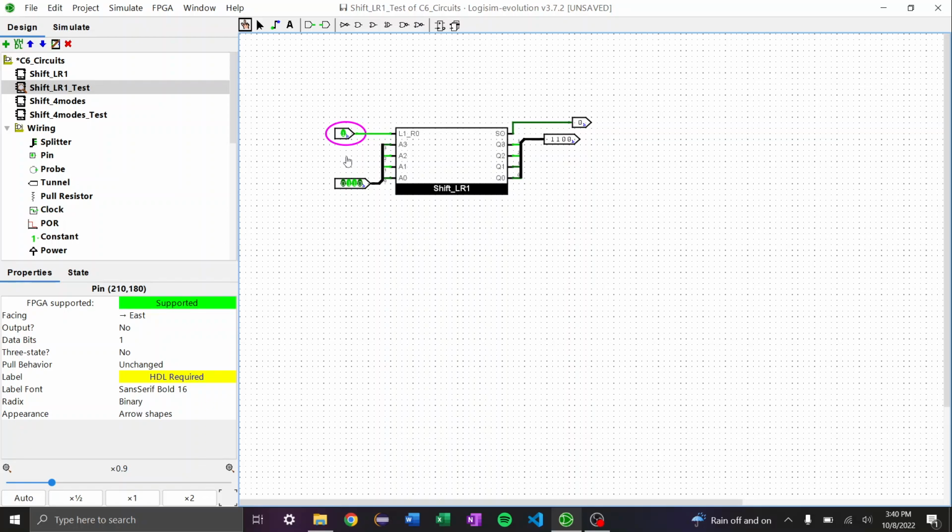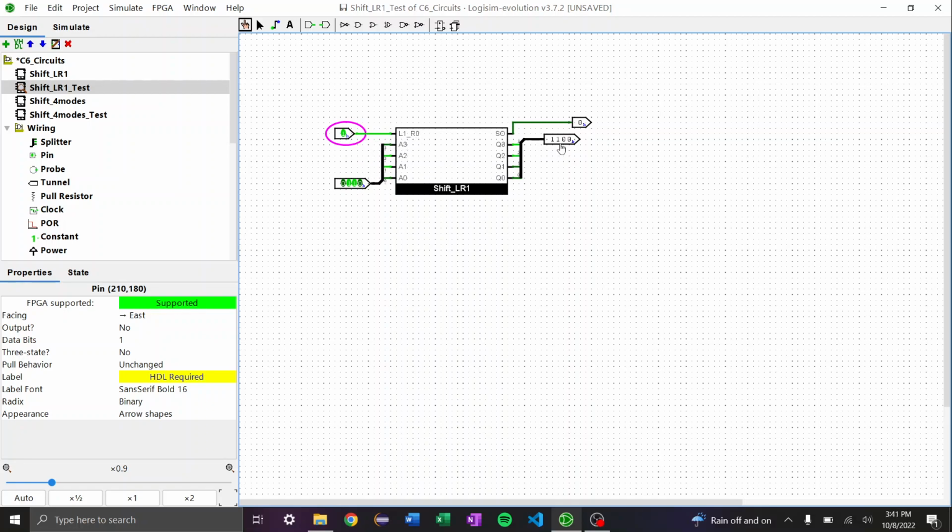Let's start immediately by explaining this 1-bit shift circuit. This circuit allows you to shift the bits either left or right by 1 bit. This is accomplished using a switch. As you can see, if high, then it'll shift to the left, and if low, it'll shift to the right.